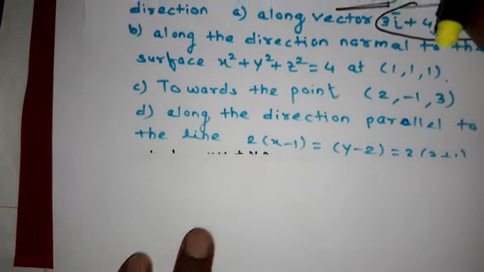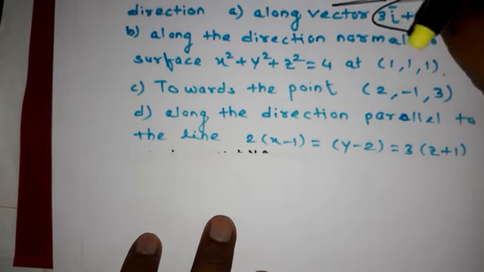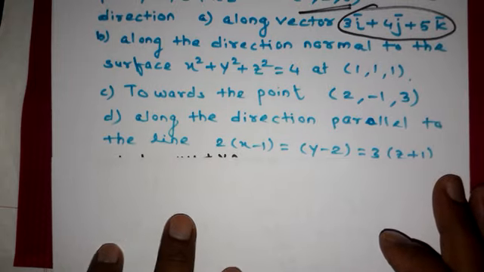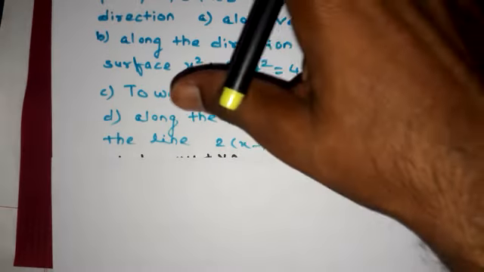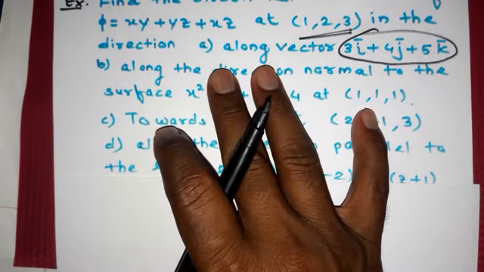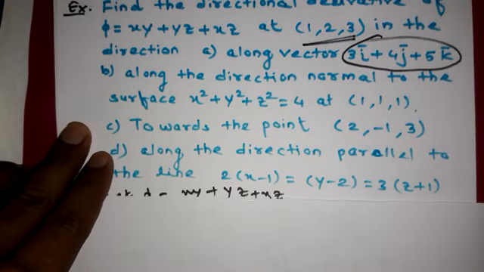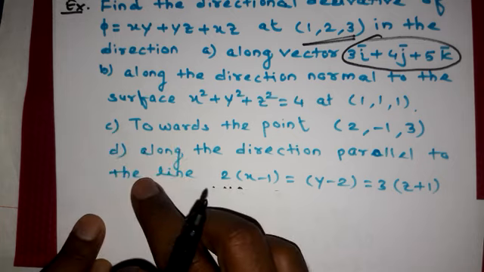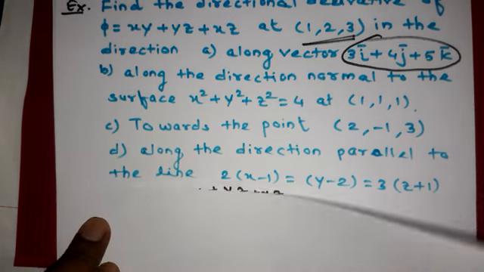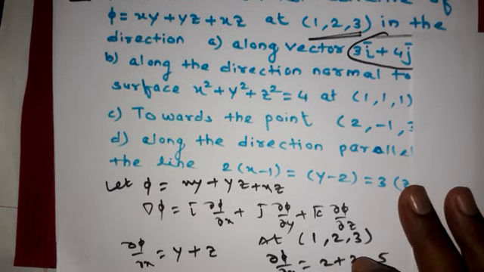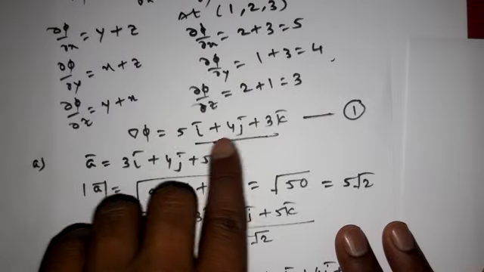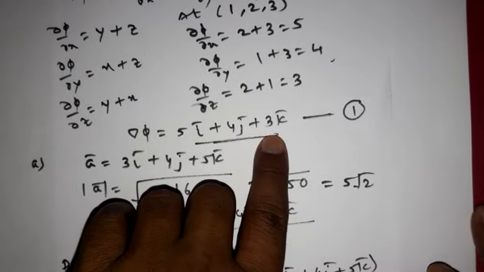Hello everyone, and let us complete the problem which we left in the last video due to time. So we will solve our C and D part. Already we have found del phi. Del phi is 5i bar plus 4j bar plus 3k bar.